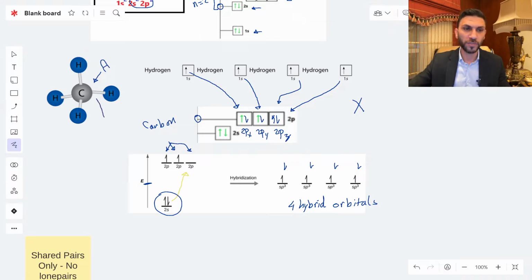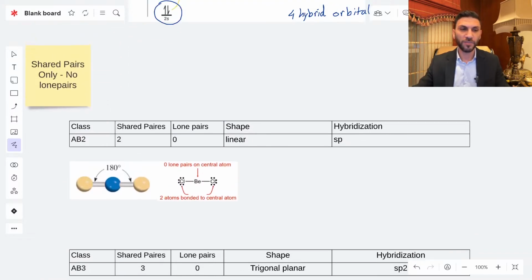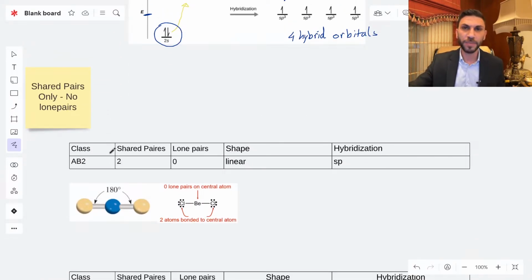And we're going to give the shared pairs the letter B. So in this case, we have A, because 1 central atom, and we have 4 shared pairs. That means it's going to be AB4. So the first example here we have AB2. That means we have 1 central atom, and we have 2 shared pairs.